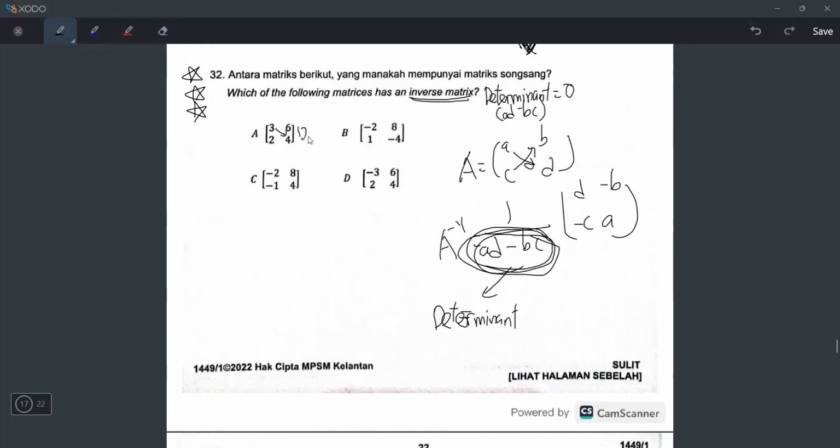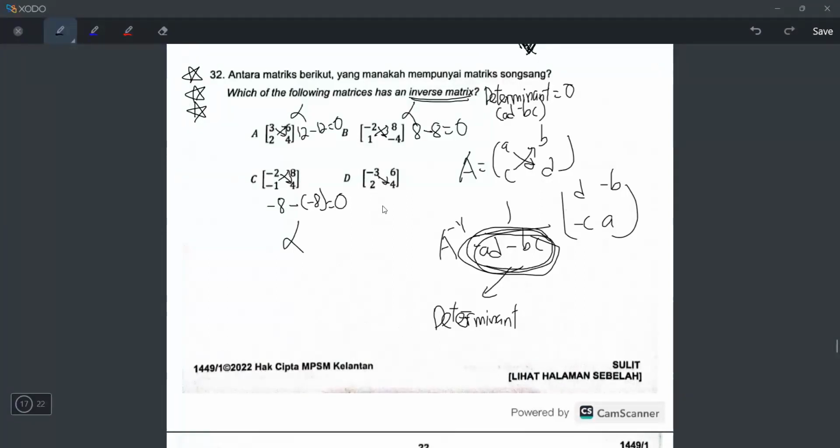This will be 3 times 4, 12, minus 2 times 6, 12, is 0. So this one has no inverse. Okay. What about this? Negative 2 times 4, negative 8, minus negative 1 times 8, negative 8. This is also 0. So this matrix has no inverse. It means if I try to find the inverse for this matrix, it will be math error. It doesn't exist. Okay. What about this? Negative 2 times negative 4 is positive 8, minus 1 times 8 is 8. So it's also 0. This matrix also does not have inverse.